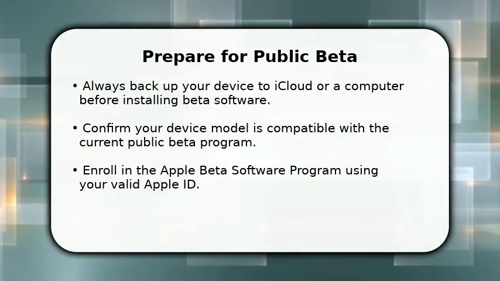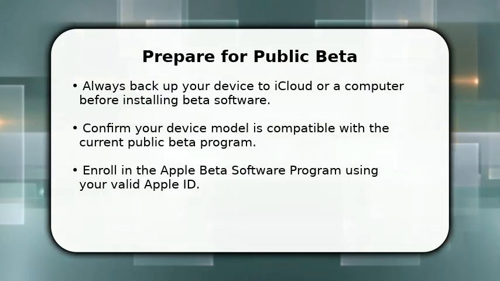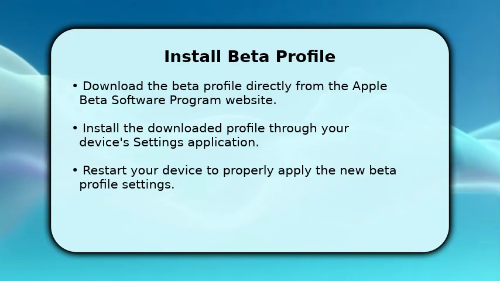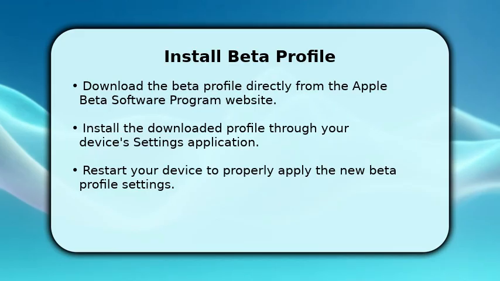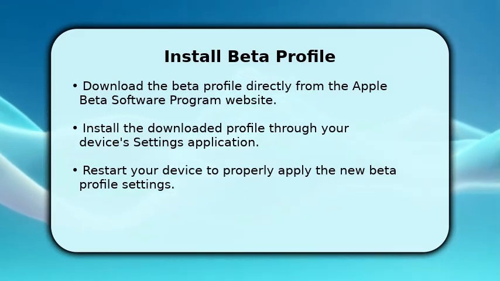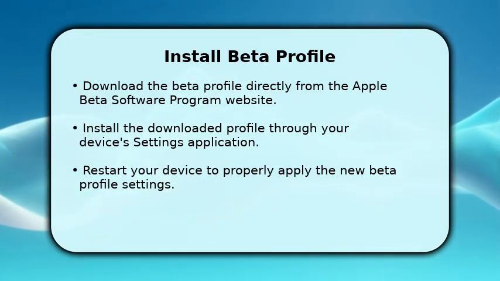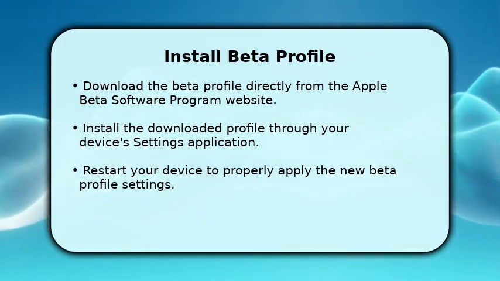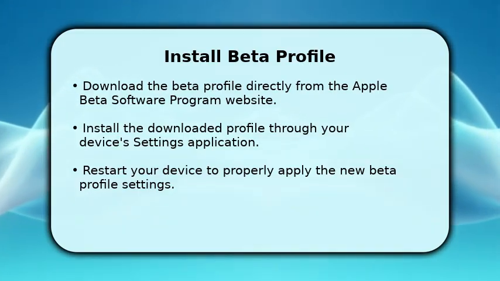Finally, you'll need to enroll in the Apple Beta software program using your Apple ID. This is a quick and free process. Once enrolled, navigate to the Apple Beta software program website on your device and download the beta profile. After downloading, you'll be prompted to install it. Go to your device's Settings app, find the downloaded profile, and install it. This step is essential as it tells your device to look for beta updates. Remember to restart your device immediately after installation to ensure the profile is fully active.